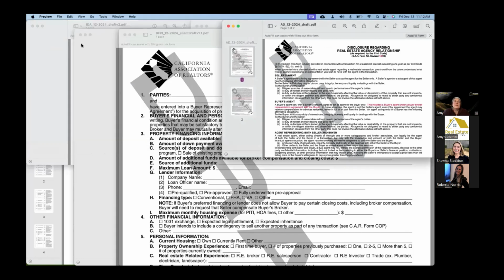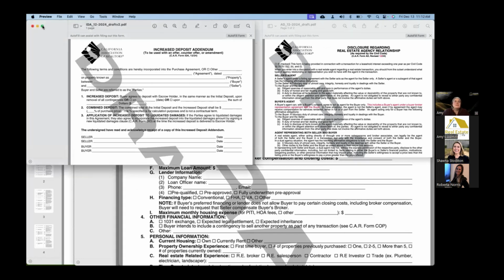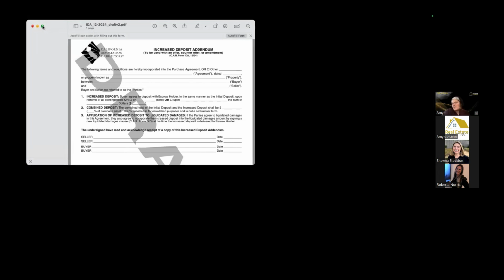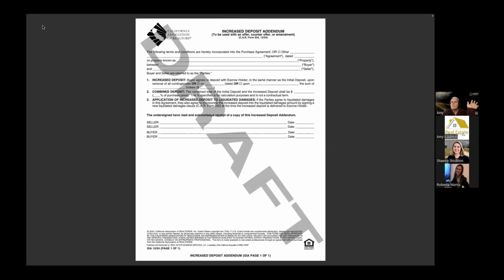The next form that we have is our increased deposit addendum. We'll see this on the residential purchase agreement. This is a new form. Normally on the residential purchase agreement in the grid, you've got the deposit and then you've got the increased deposit. And then on the residential purchase agreement, there are teeny tiny lines where you spell out the terms of the increased deposit.